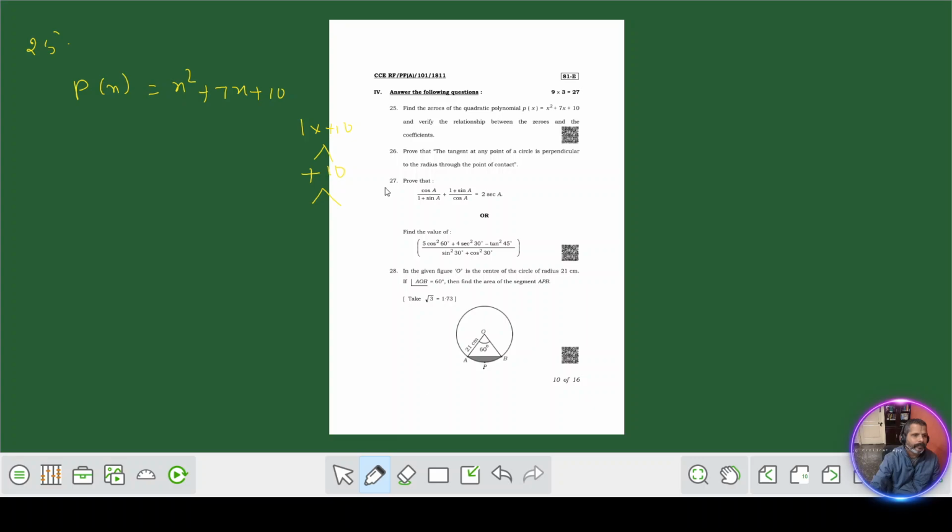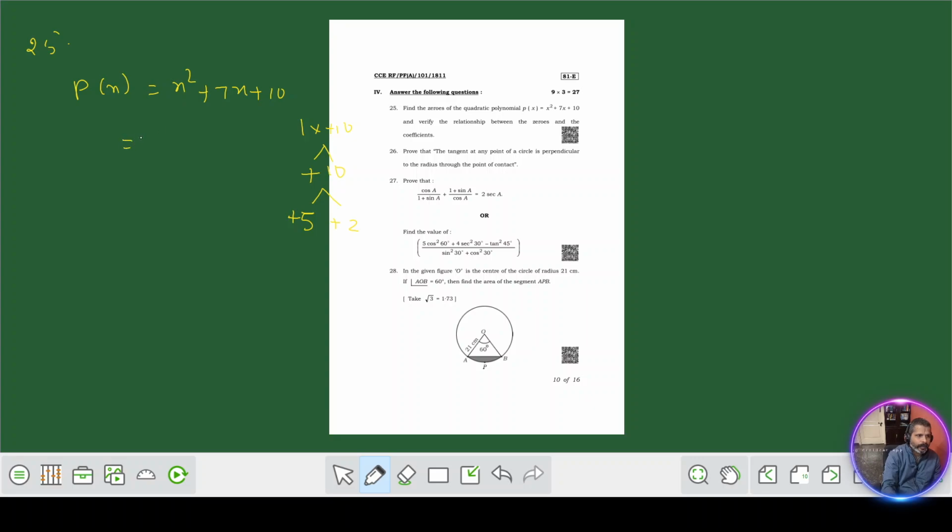What is 1 here? The x square coefficient is 1. First, third is the constant with sign. So you have to find the factors of 10. That is 5 into 2, 10. Plus 5 plus 2, we get plus 7. Product should give plus 10, addition should give plus 7, the middle term. That's the splitting middle term method.